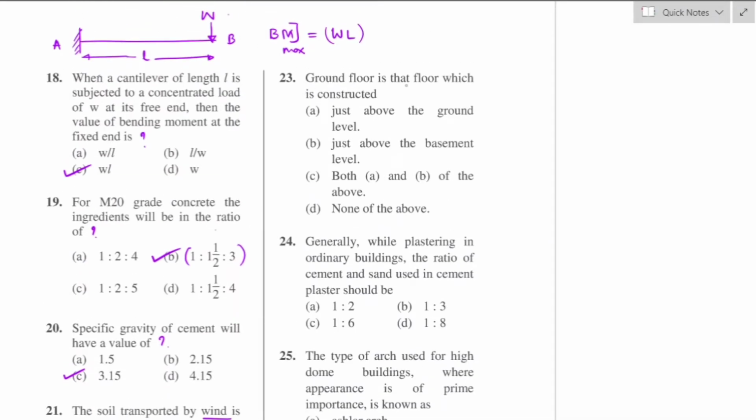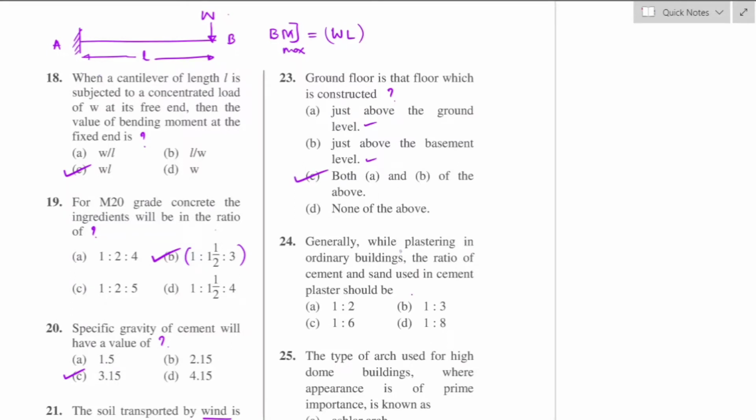Question number 23. Ground floor is that floor which is constructed. Ground floors are usually constructed just above the ground level and just above the basement level. So both these options are correct. So the right answer is option C, both A and B of the above.